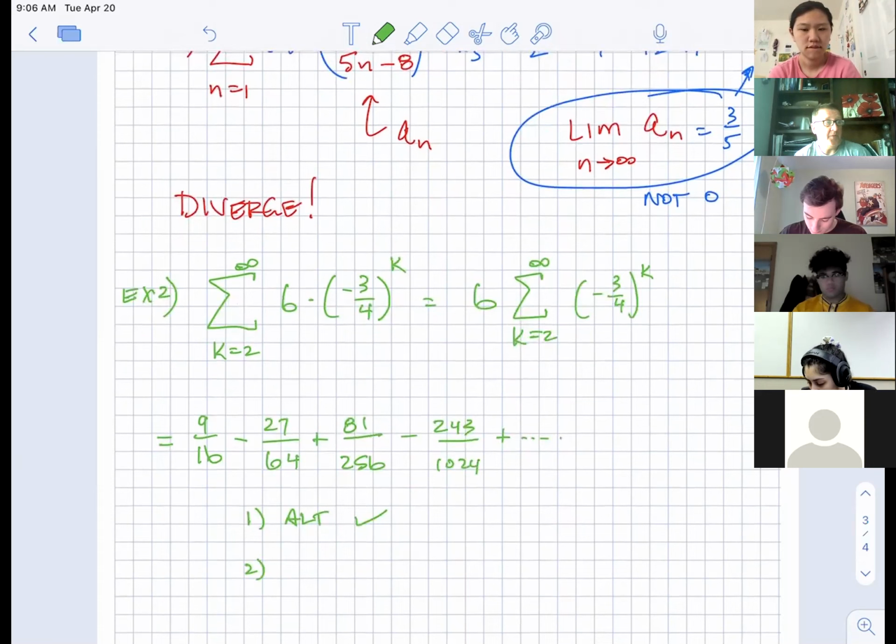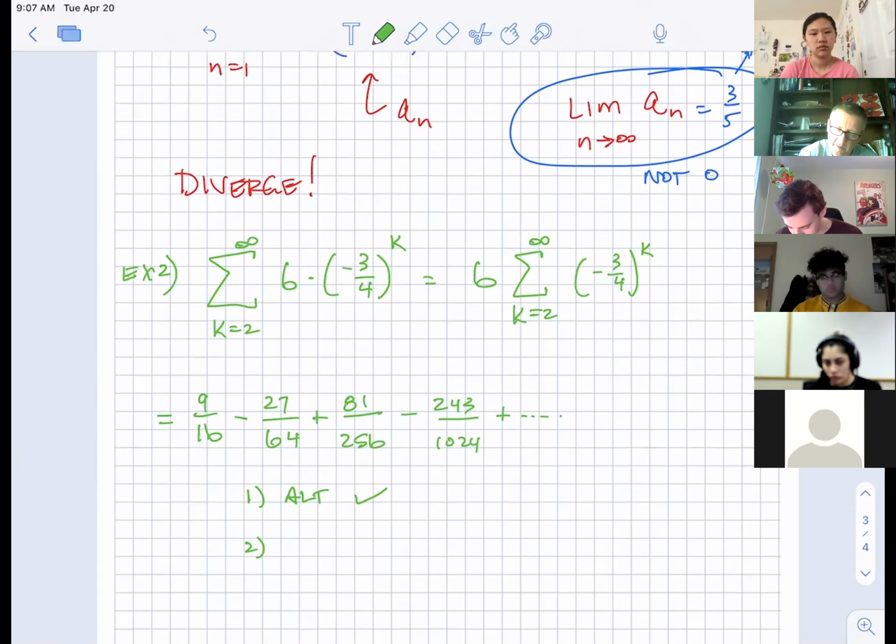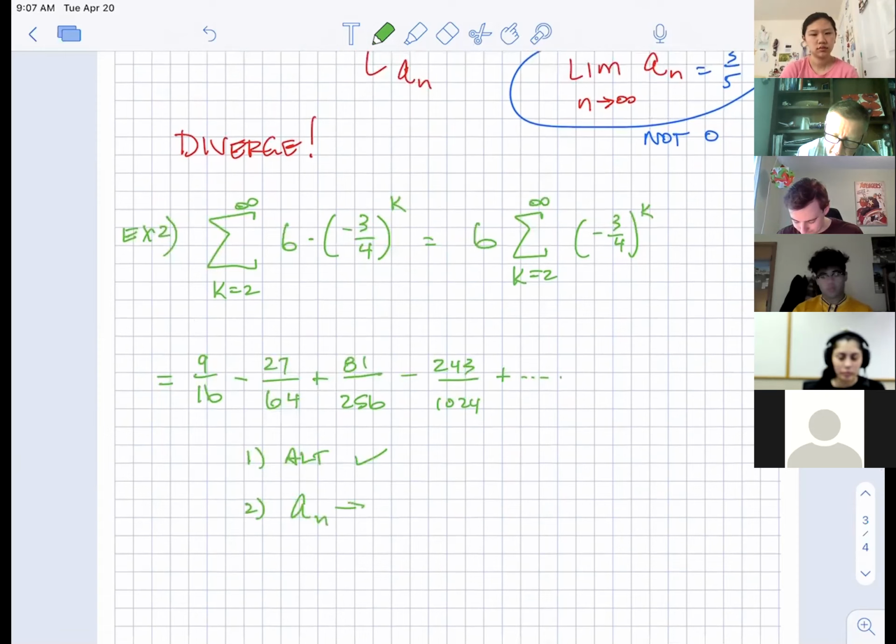Second, again, to keep it simple, are the terms getting smaller? Are they on their way to 0? Yes, they are. You could turn those into decimals to watch this happen, but just at a glance, 9/16 is around a half. And by the time you get to 243 over 1024, that's roughly 250 over 1000. That's down to a quarter. So it went from a half to a quarter. And notice again, I'm ignoring the negative signs and just looking at the numbers themselves. So a_n is on its way to 0. So this actually will converge.